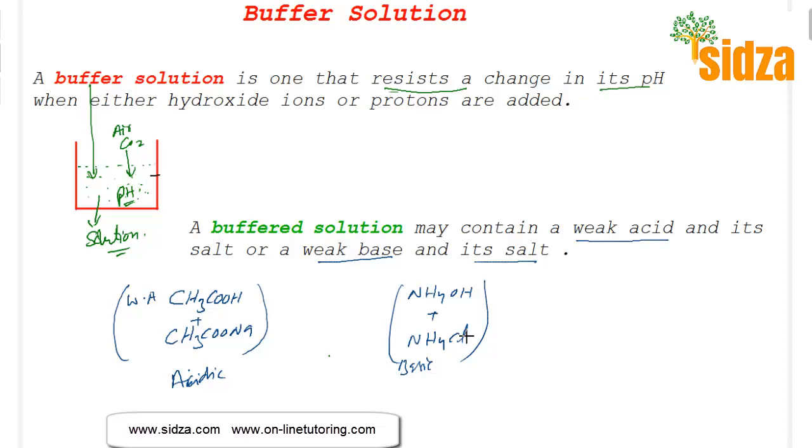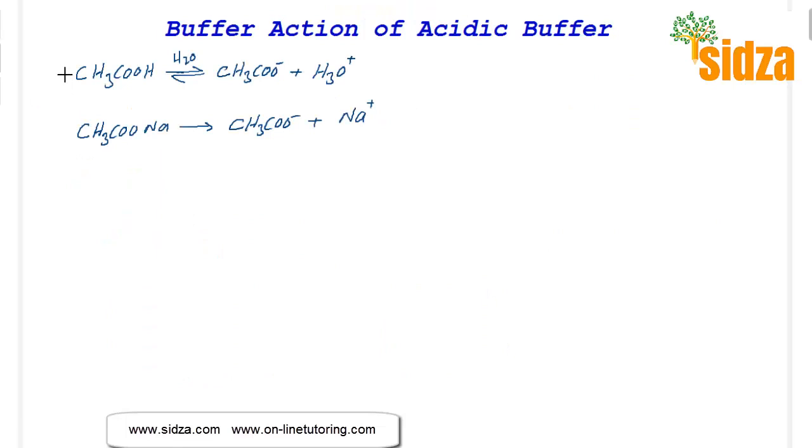We can prepare buffer solutions of a specific pH by taking appropriate amounts of an acid and its salt, or a base and its salt. So we can prepare buffer solutions of different pHs. Now let us see how a buffer solution resists the change in its pH. Take an acidic buffer of a weak acid and its salt. In the mixture you have acetate ions, sodium ions and H3O+ ions.